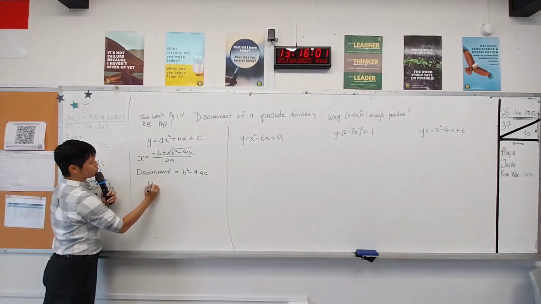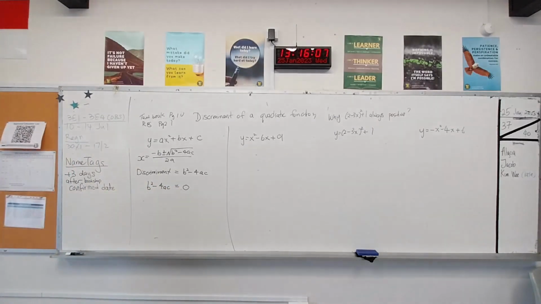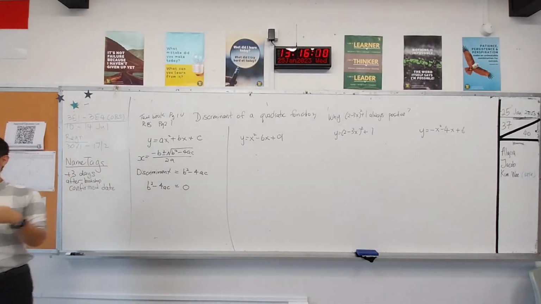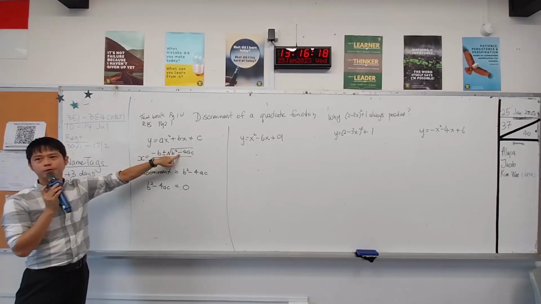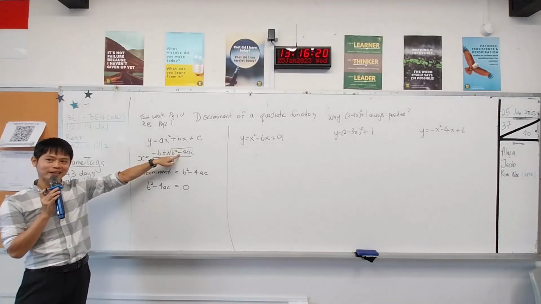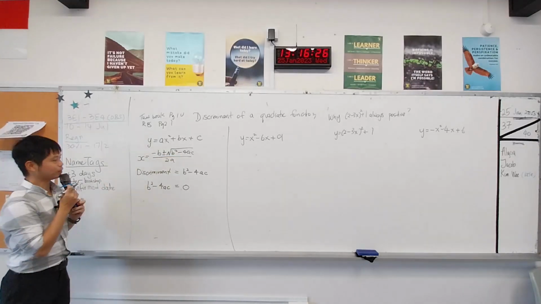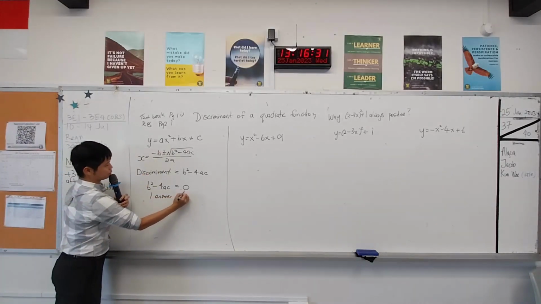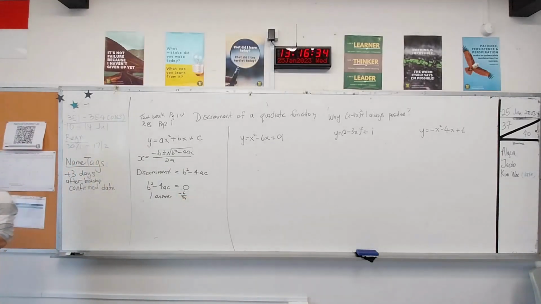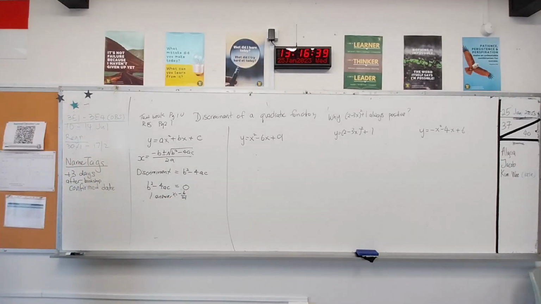Now, when b squared minus 4ac equals 0, how many answers will you get for x? One answer, two answers, no answers, or I don't know? When this is 0, how many answers will you get? Yes, you get one answer, because the answer is just negative b over 2a. There's only one answer for x.